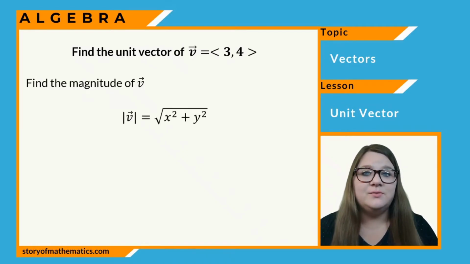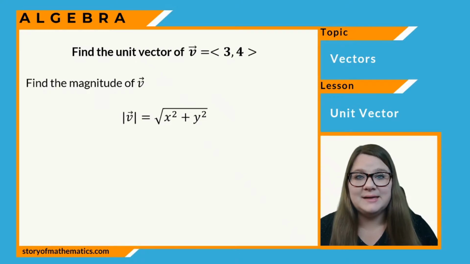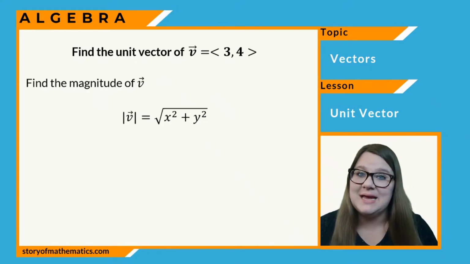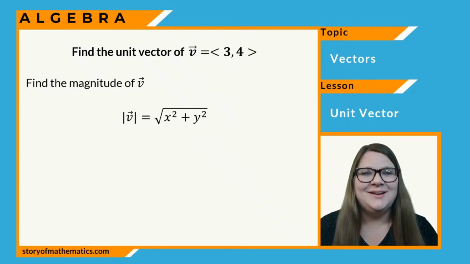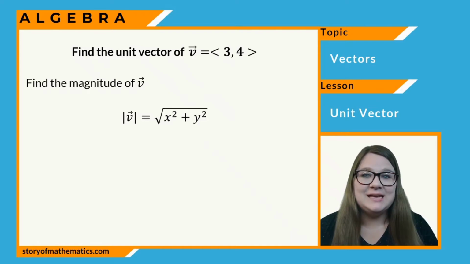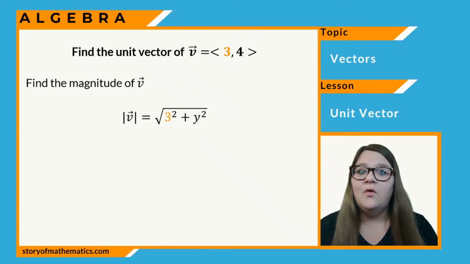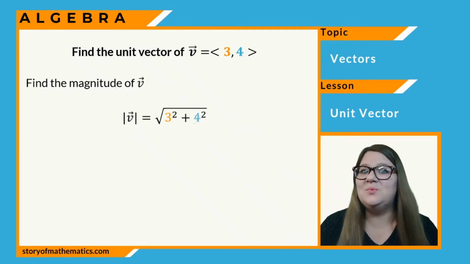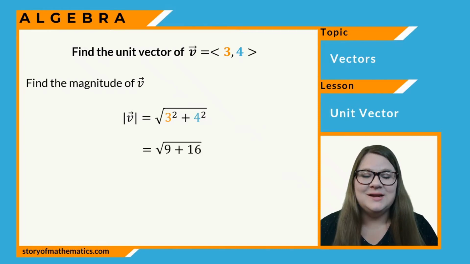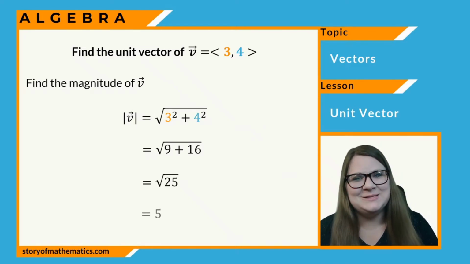Remember, the magnitude formula is the square root of x squared plus y squared, where x is the first component and y is the second component of the vector. Now that we have that figured out, let's see if we can plug some things in. In this case, 3 is my x component, so that goes into the x spot. 4 is my y component, so that goes into the y spot. Now I have 3 squared plus 4 squared under the square root, which is going to be the square root of 9 plus 16, which is the square root of 25, which of course is 5.